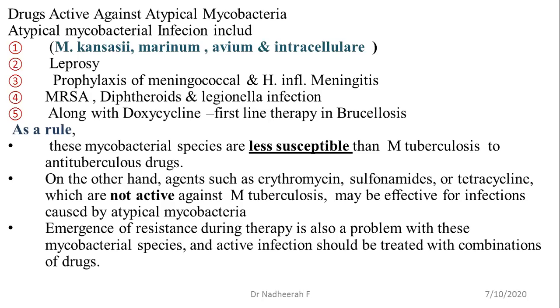Emergence of resistance during therapy is also a problem with these mycobacterium species, and active infection should be treated with a combination of drugs. In general, their susceptibility to anti-TB drugs is low. Mycobacterium tuberculosis is resistant to erythromycin, sulfonamides, and tetracycline, but these are active against atypical mycobacteria.